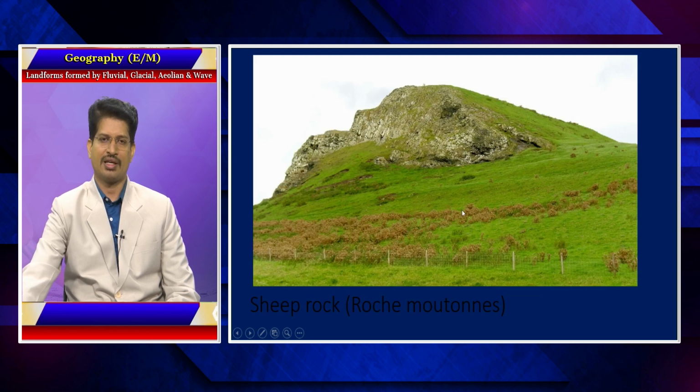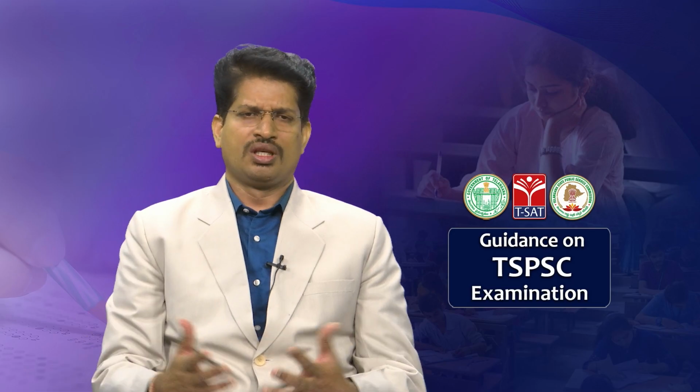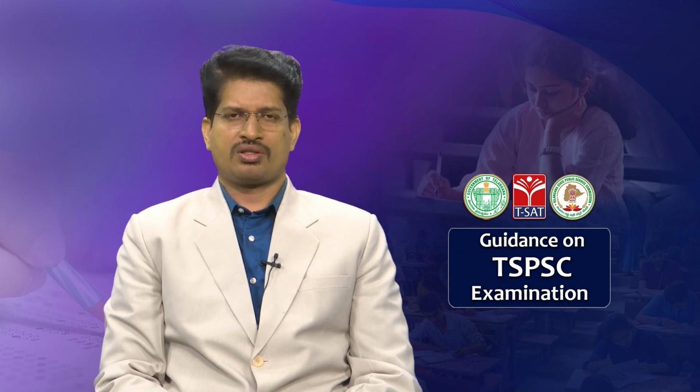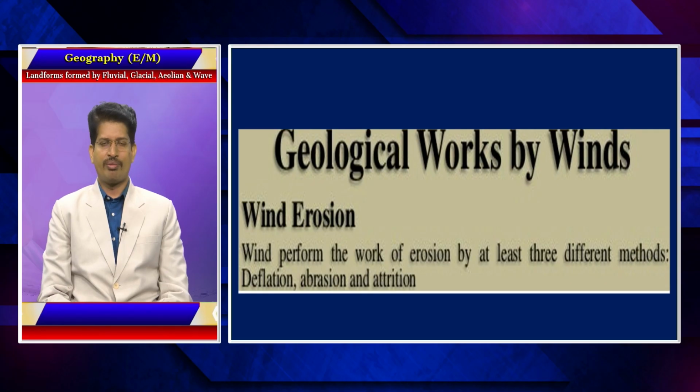So, this is a classic example of this. These are the different structures which I have discussed with you, formed by fluvial erosion, that is water, and glacial erosion. In the same way, the wind, which is dominant in the arid region, meaning the desert region, also forms different types of landforms or features.